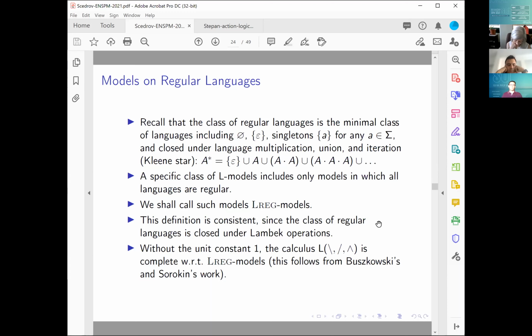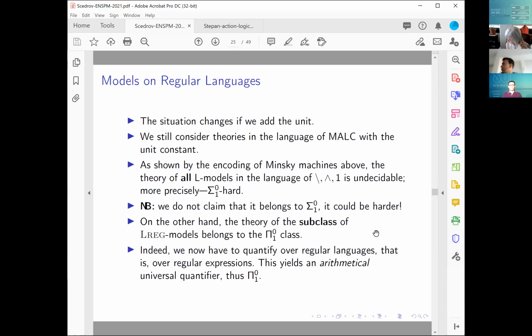Now, it's known that without the unit constant, the calculus on the fragment of left and right division and conjunction is complete with respect to L regular models, okay? This follows from the work of Buszkowski and Sorokin. Okay, so we will add one, but we will take away the right division. The situation changes completely if we add the unit. Of course, we consider theories in the language with the unit constant, and what the encoding of the Minsky machine that we just discussed shows is that the theory of all L models in this miniature language is sigma 0-1 hard. I remind you that we do not claim that it belongs to sigma 0-1. It may be harder. Interesting open problem, okay?